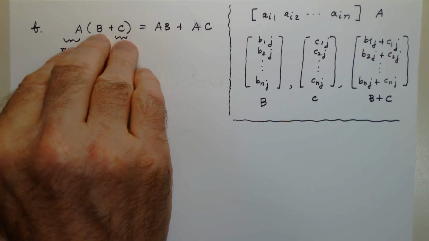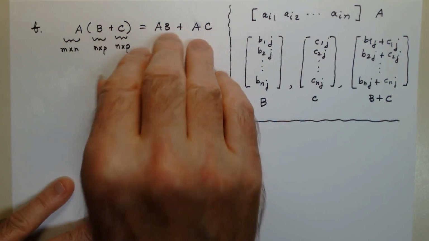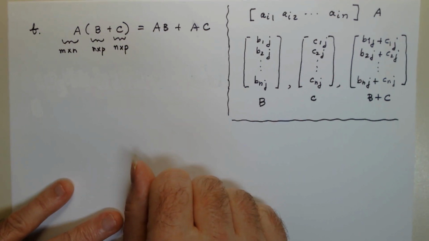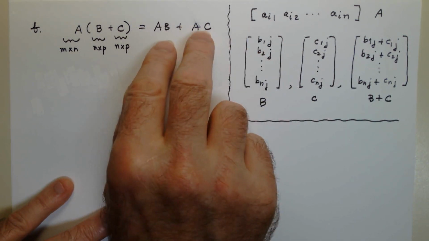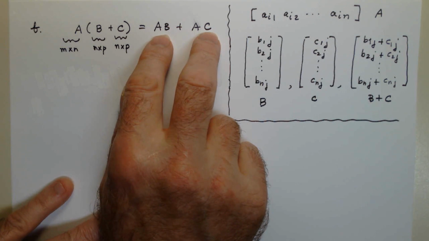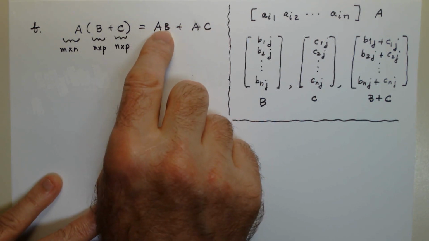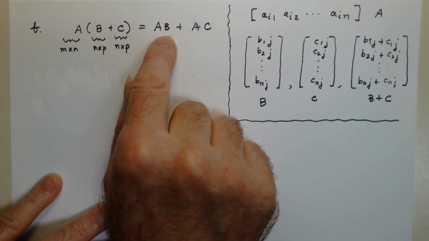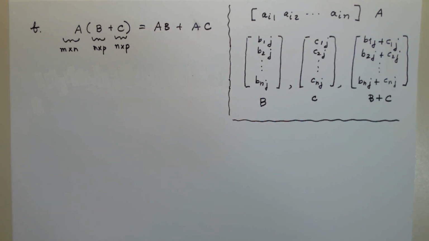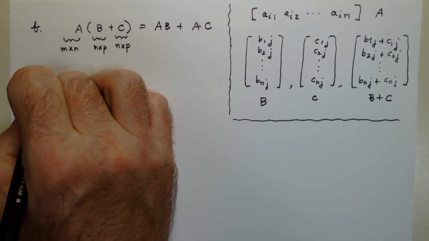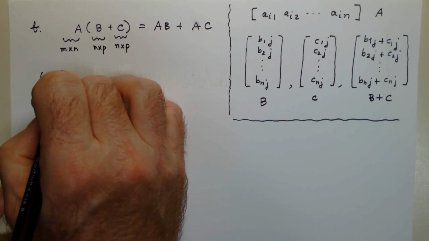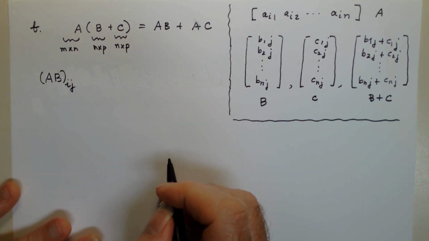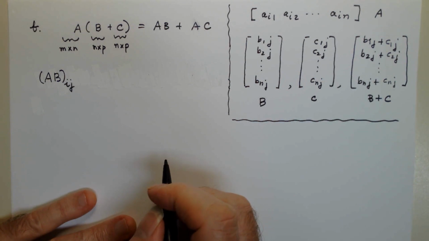I want to show the ij entry on the left is equal to the ij entry on the right. Now, the ij entry on the right is perhaps a little easier to calculate at first. So let's go ahead and work out the ij entry of the matrix AB. I'm going to take the matrix AB and concentrate on its ij position. What is in the ij position of that matrix product?